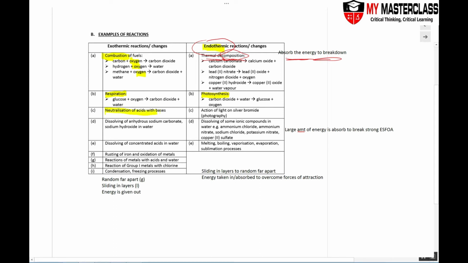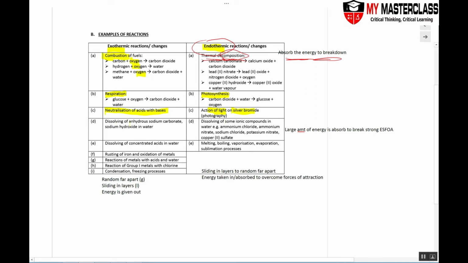Neutralization reaction with acid and base. I tell you many times, if you touch the test tube of acid and alkali, you will feel hot: exothermic. Then the action of light on silver bromide. Light is absorbed by the silver bromide to form Ag plus Br2, and that's where my film will develop an image. This is light energy being absorbed in.